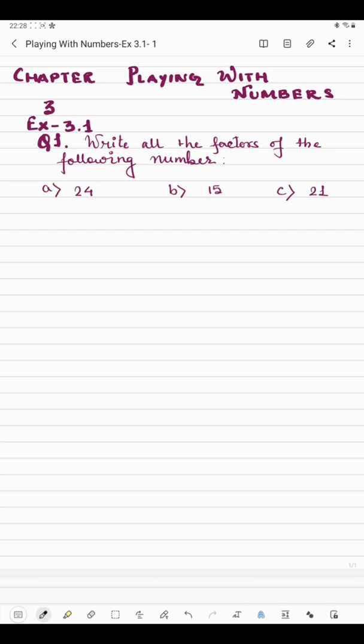Students, today I am going to teach question number 1 of exercise 3.1. In this question we have to write all the factors of the following numbers. So we will have to write the factors of these numbers. Now what are factors? Factors means when you divide the number by any number, we get 0 as remainder.